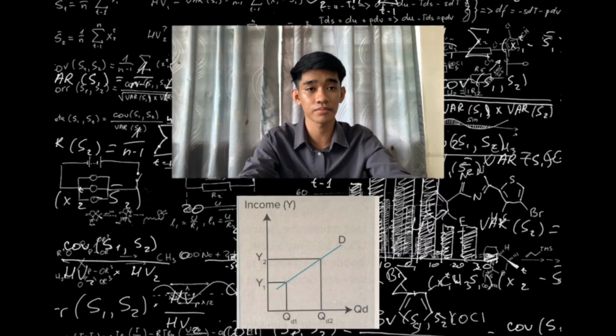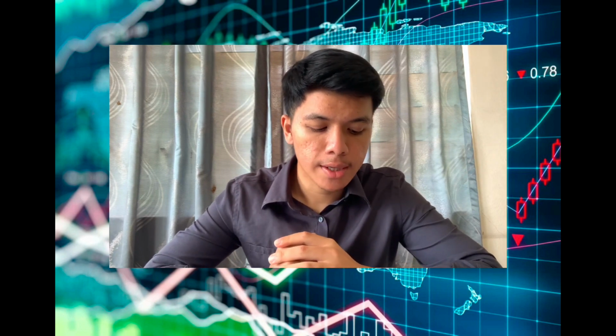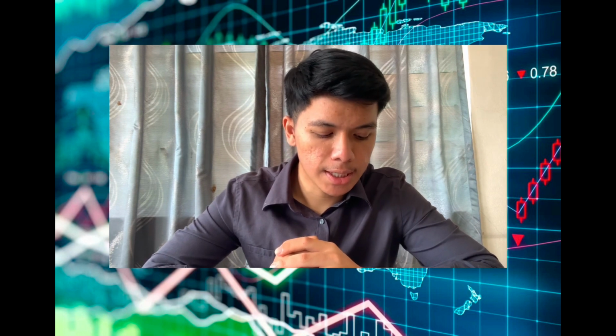So, case 3 is cross elasticity of demand. What is the definition of cross elasticity of demand? Cross elasticity of demand measures the degree of responsiveness of the quantity demanded for a particular good, for example goods Y, with respect to the change in the price of another good, which is goods X. The change in the price of a related good may lead to a change in the demand of the other good.